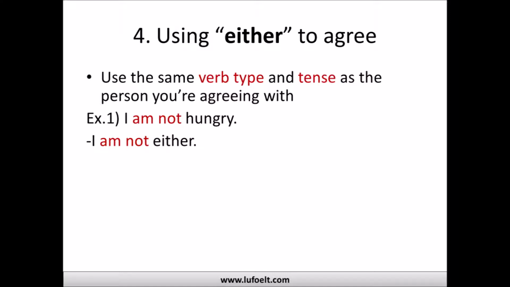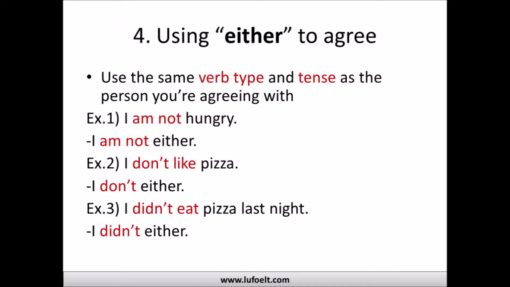Let's take a look at another sentence. I don't like pizza. I don't either. All right. So you can compare and contrast this with how to use neither. You can see here that the negative part, again, is on the word don't. All right. And the third example, I didn't eat pizza last night. And then you can agree with that by saying, I didn't either. All right.